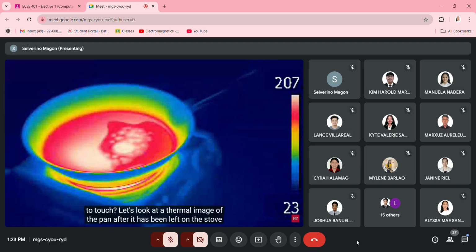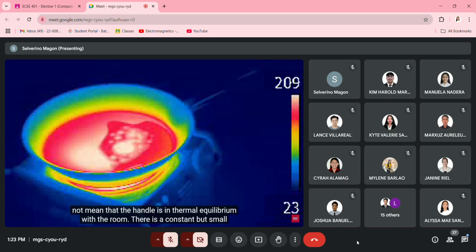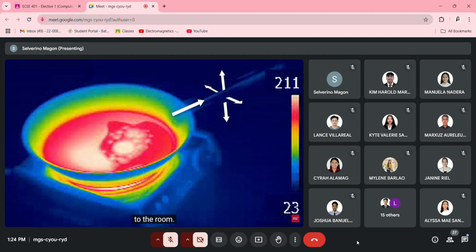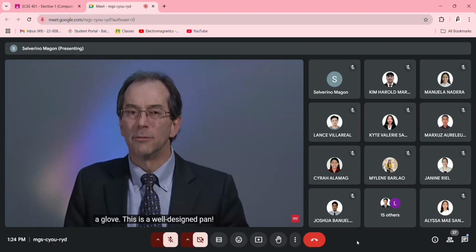Let's look at a thermal image of the pan after it has been left on the stove for 30 minutes. It looks like we predicted in case 4. A very small portion of the handle is warmer than the room, but most of the handle is at room temperature. Remember, this does not mean the handle is in thermal equilibrium with the room. There is a constant but small rate of heat flow from the pan to the handle, and an equal rate of heat flow from the handle to the room. The handle was designed to reach a steady state temperature that is comfortable to hold without a glove. This is a well-designed pan.